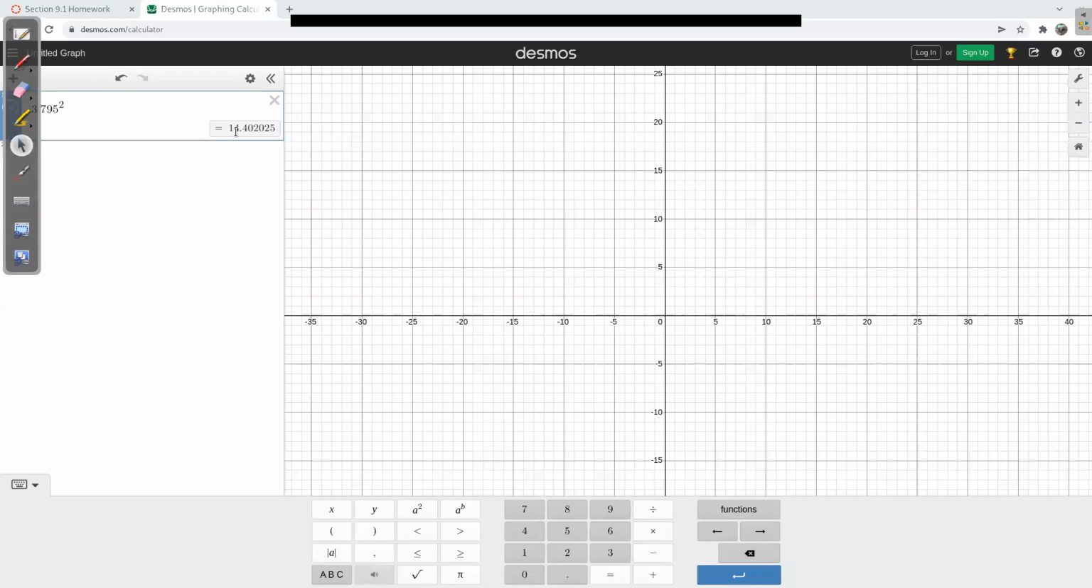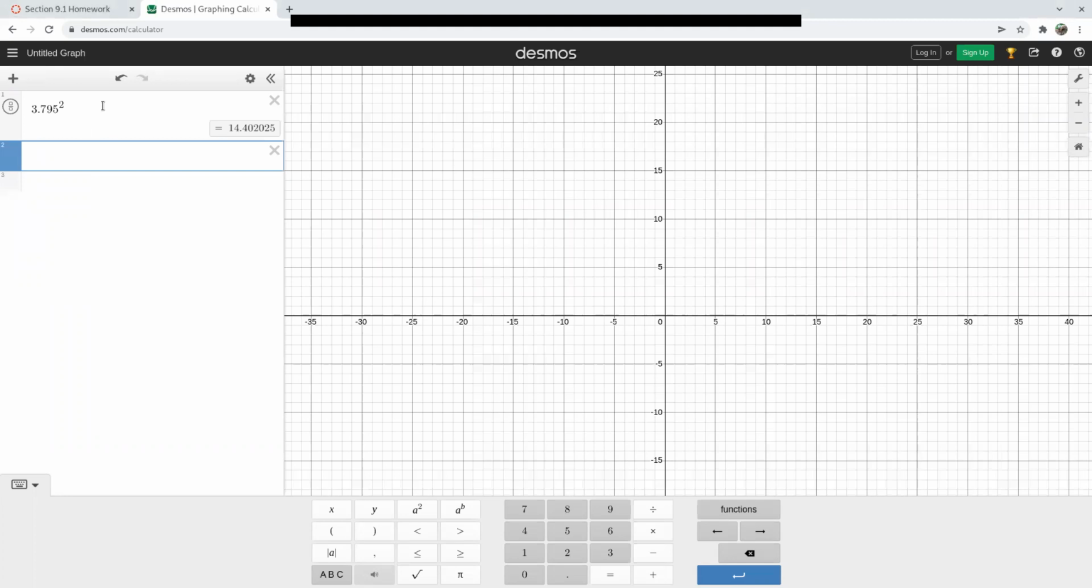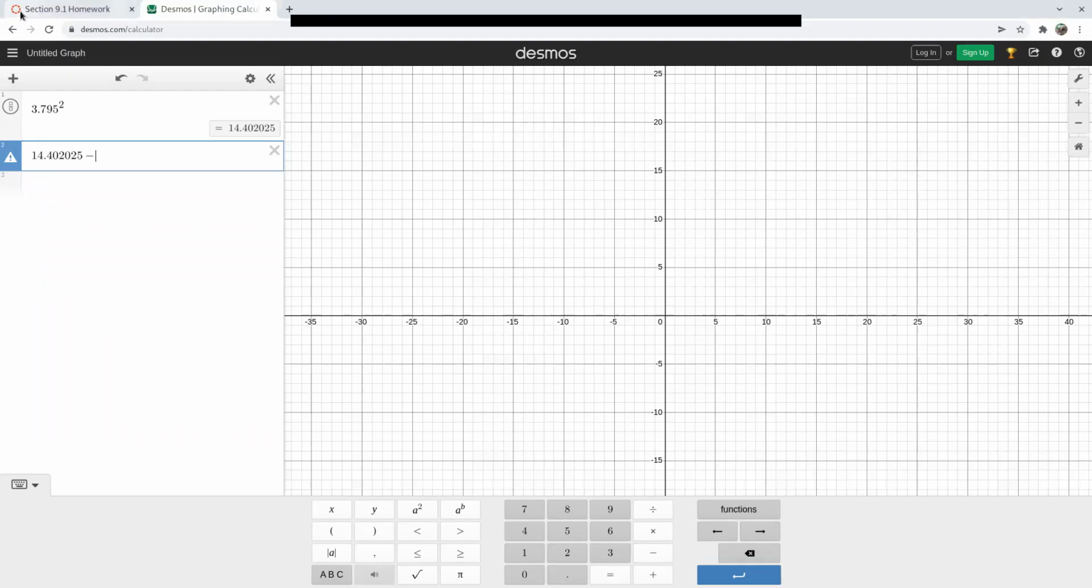So from our 14 here, we want to subtract. 14.402025 minus 16 times 9 over 25. That gives me 8.64025. No, 642.025.